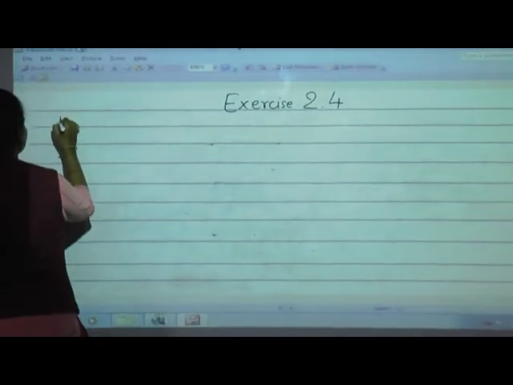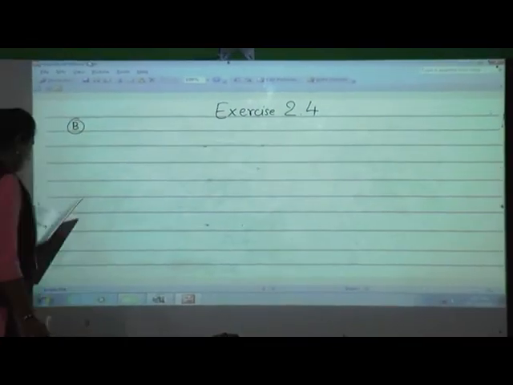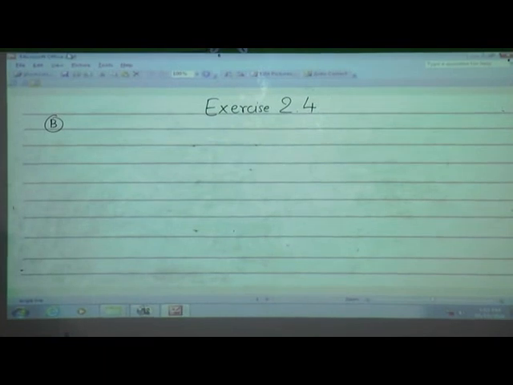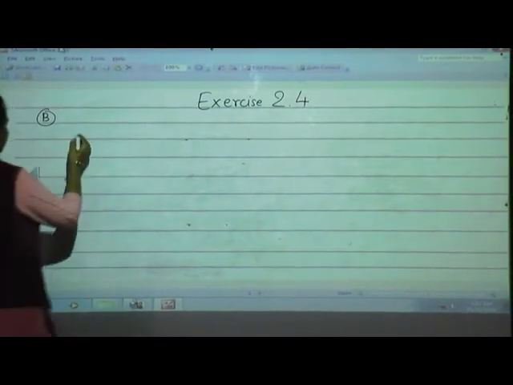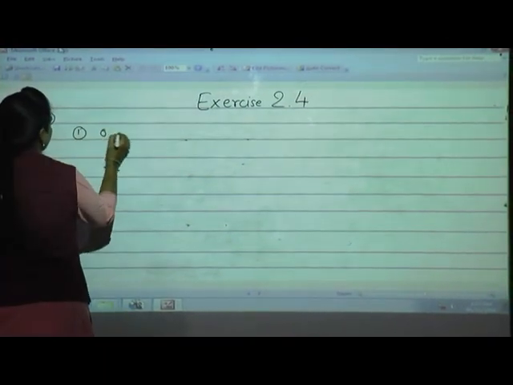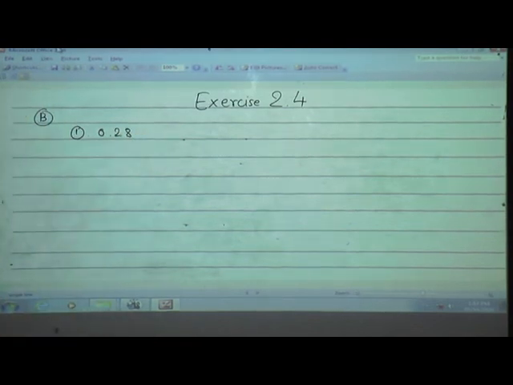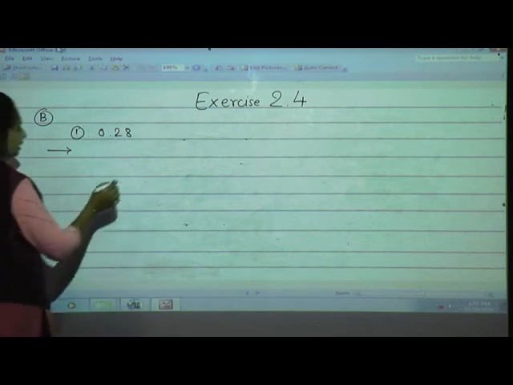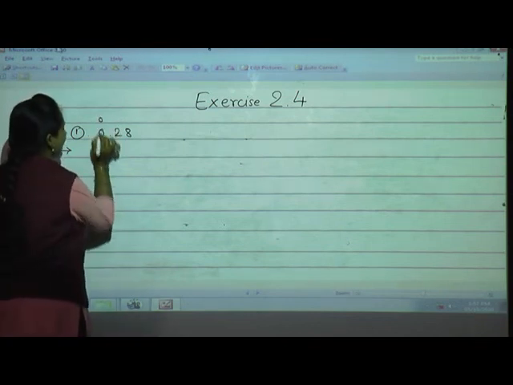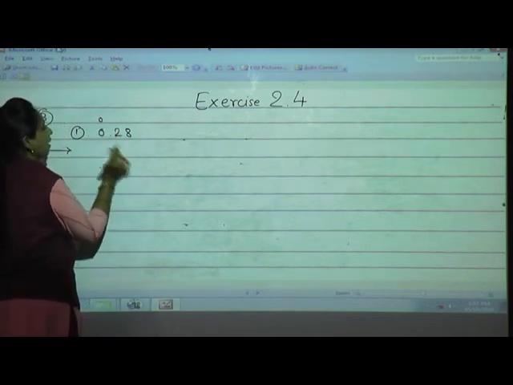What is the B question? Write in an expanded notation. Now first one, 0.28. Now see students, first you have to give the place value to each and every digit. This is ones, but 0 is there, there is no value.